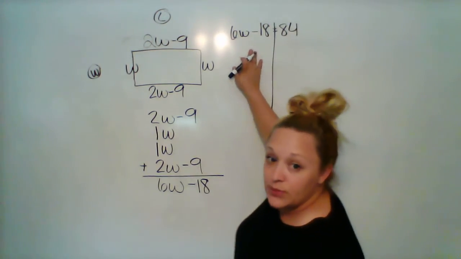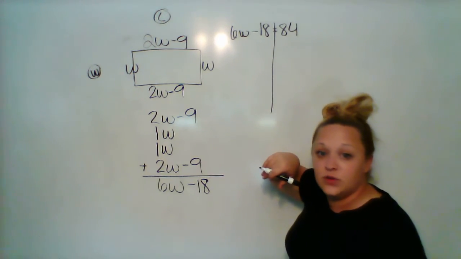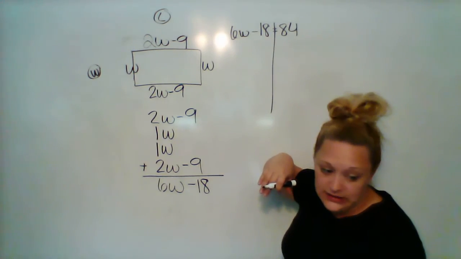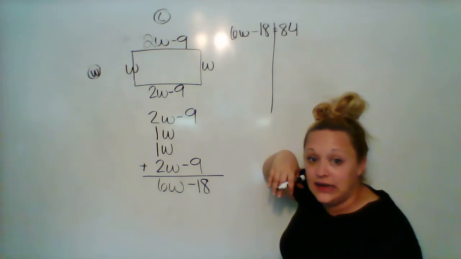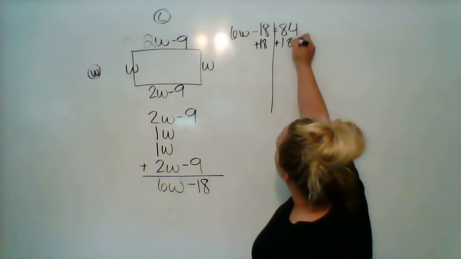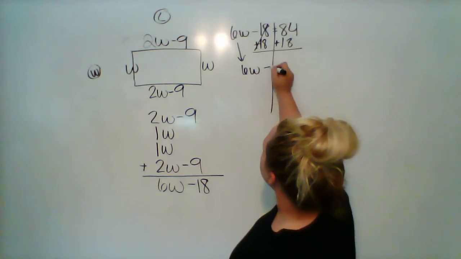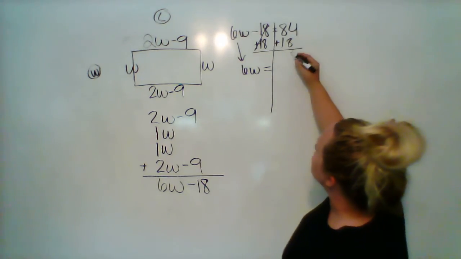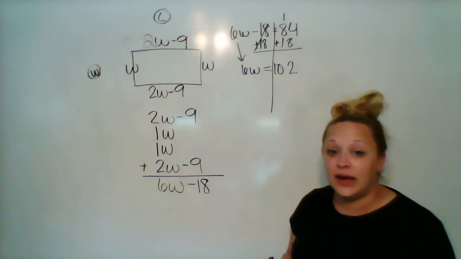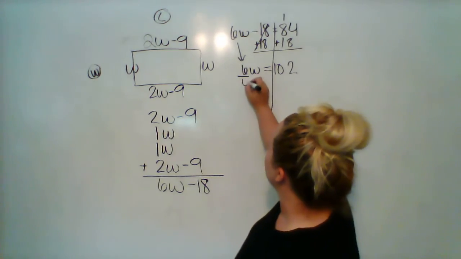Well, now you just have a simple two-step equation like we've been doing for the entire review today. So what you're going to do is you see that there's a negative 18. We're going to get rid of a negative 18. And the only way to get rid of a negative 18 is to add an 18. So add an 18, add an 18. Cancel, bring down. 6W equals 4 plus 8 is 12. Carry my 1, 102. Okay? So now I have to divide both sides by 6 because I want W by itself. So divide by 6, divide by 6.